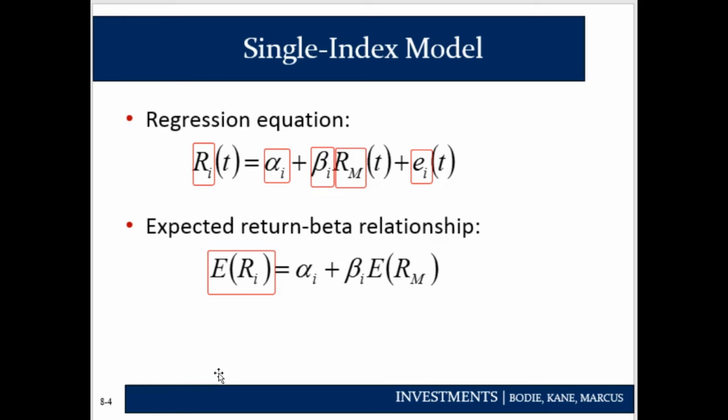The expected return on asset I is the alpha of asset I plus beta, the sensitivity of I, times the expected return on the marketplace. Okay? Making sense, I hope.